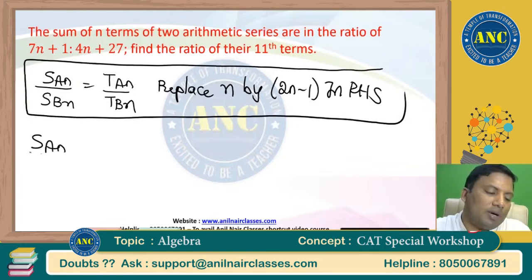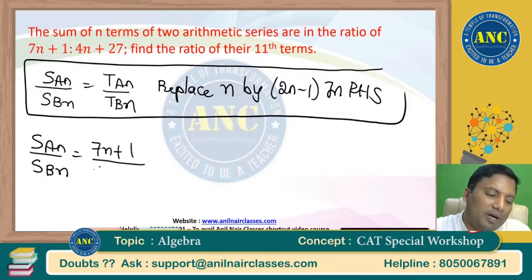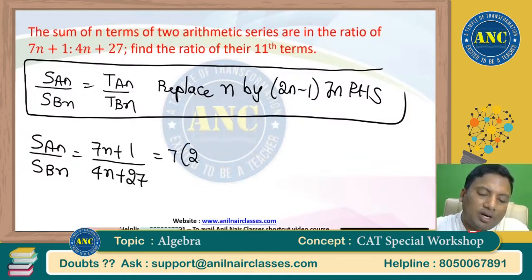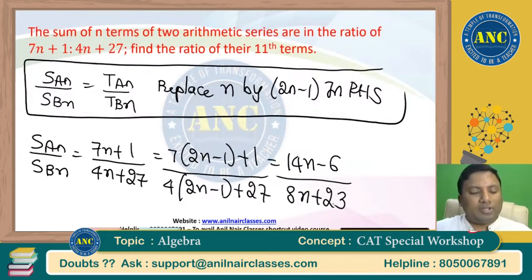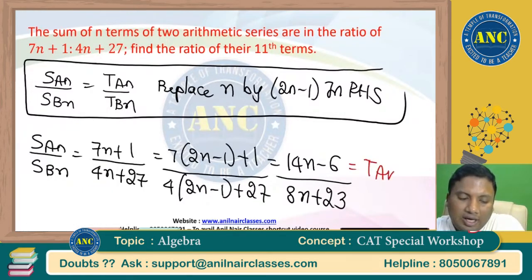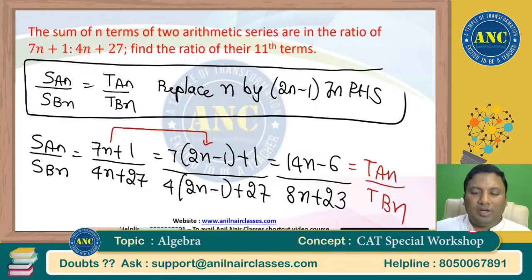So SAn by SBn is nothing but 7n plus 1 divided by 4n plus 27. If I replace n by 2n minus 1, we get 7 into 2n minus 1 plus 1, over 4 into 2n minus 1 plus 27. These are nothing but 14n minus 6 divided by 8n plus 23. Directly you will get that particular value. This is TAn by TBn. Just change n with 2n minus 1, you will get the answer.